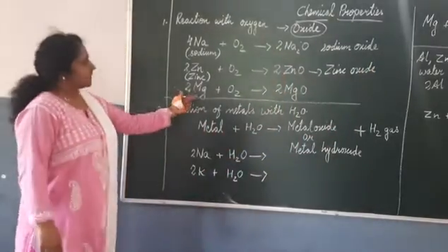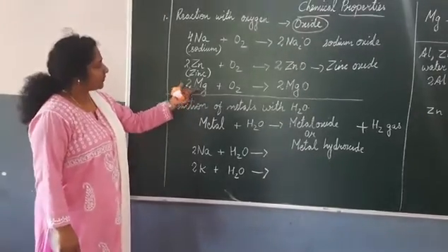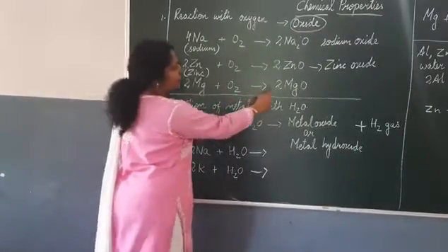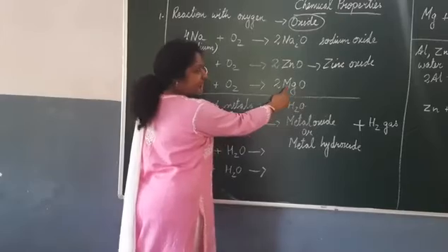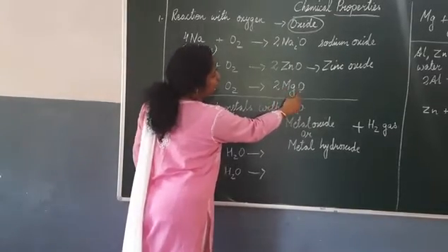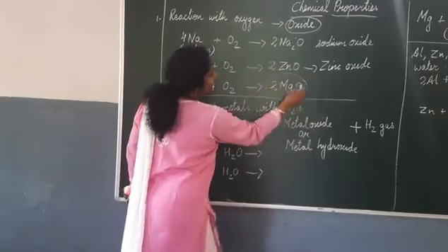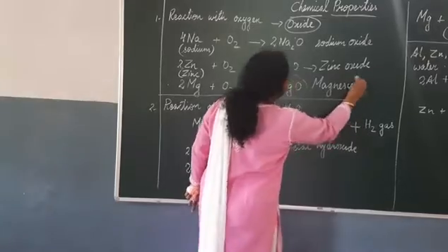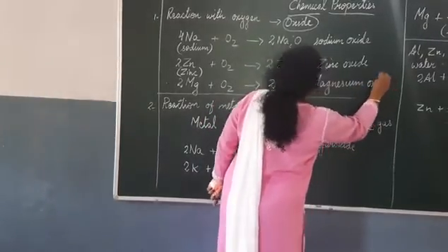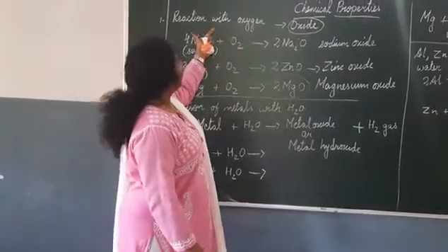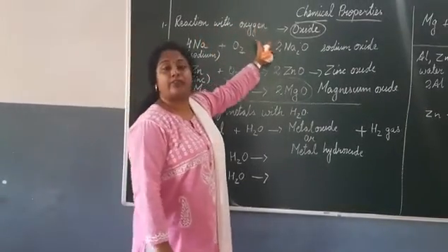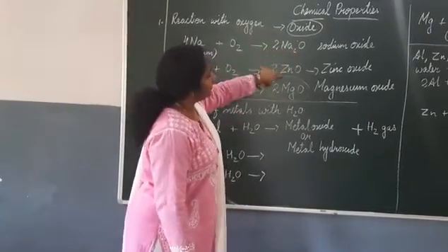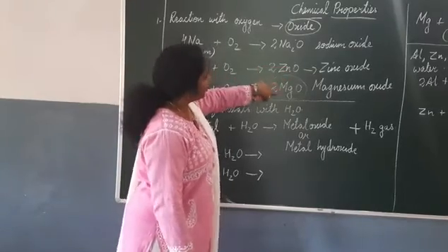We'll take the next example, that is magnesium. Magnesium is another metal. So magnesium, when it reacts with oxygen, what will it form? It will form the oxide of that same metal. So MgO. What is MgO? MgO is magnesium oxide. Clear, children? I hope this much is clear to all of you. Whenever any metal reacts with oxygen, it will form the metal oxide: sodium oxide, zinc oxide, magnesium oxide.